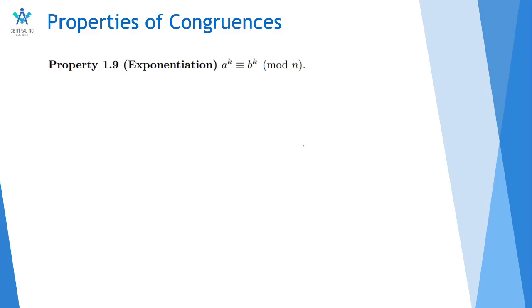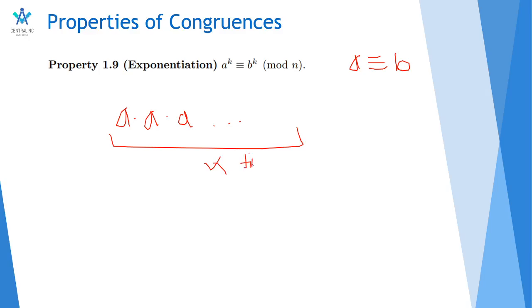Property 1.9, this is luckily short for us because I don't have to explain it. We proved in property 1.8 that we can multiply in modular arithmetic. Also, this is assuming A is congruent to B. I have to make this clear. This is just repeated multiplication. This is A times A times A and so on, K times, and that's the same thing for B. So it's just repeated multiplication on both sides, something that follows from property 1.8. So we've proven that.